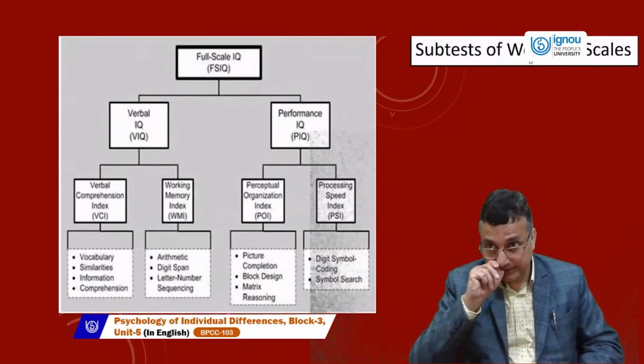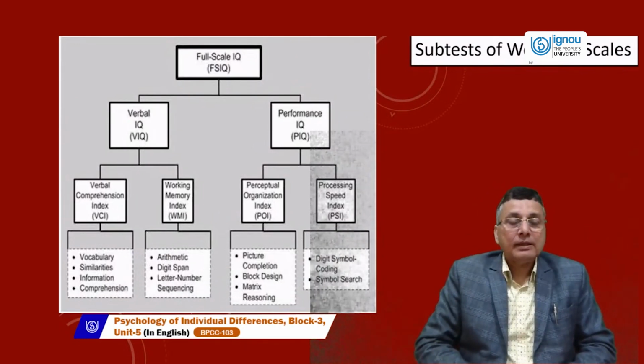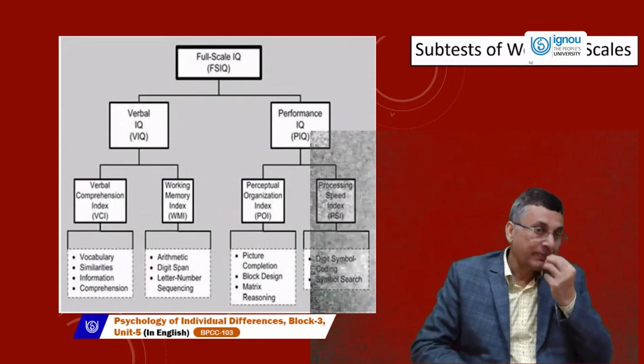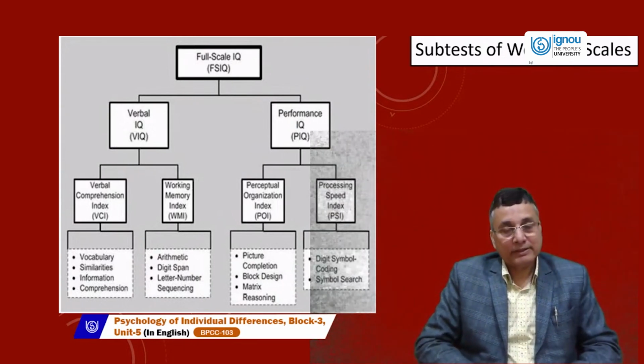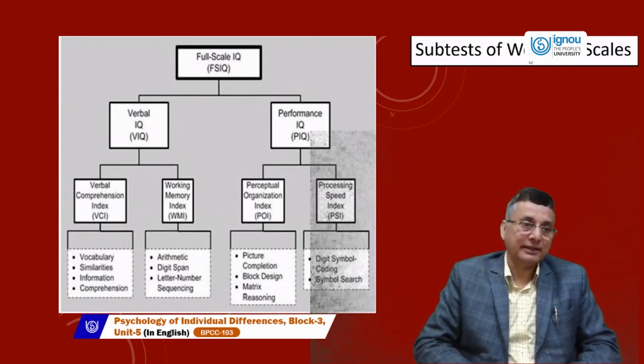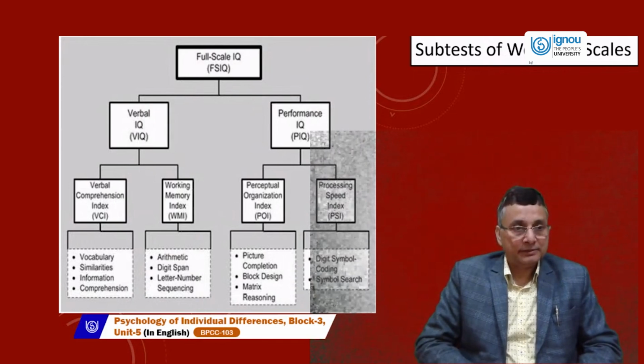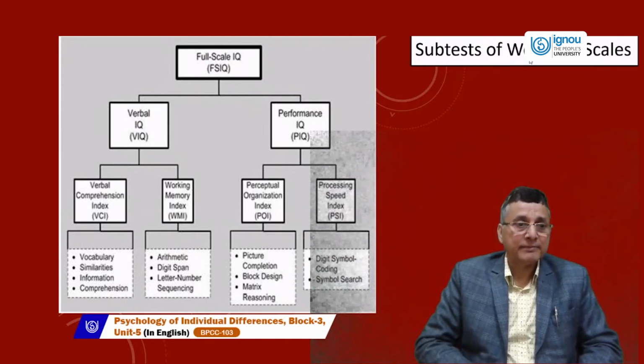Now the subtests of Wechsler's scale. Wechsler's scale gives a full scale IQ. There are two parts of this IQ: verbal IQ and performance IQ, called VIQ and PIQ. Verbal IQ is divided into two: the verbal comprehension index and the working memory index. Under the verbal comprehension index, vocabulary, similarities, information and comprehension are there, whereas the working memory index has arithmetic, digit span, and letter-number sequencing.